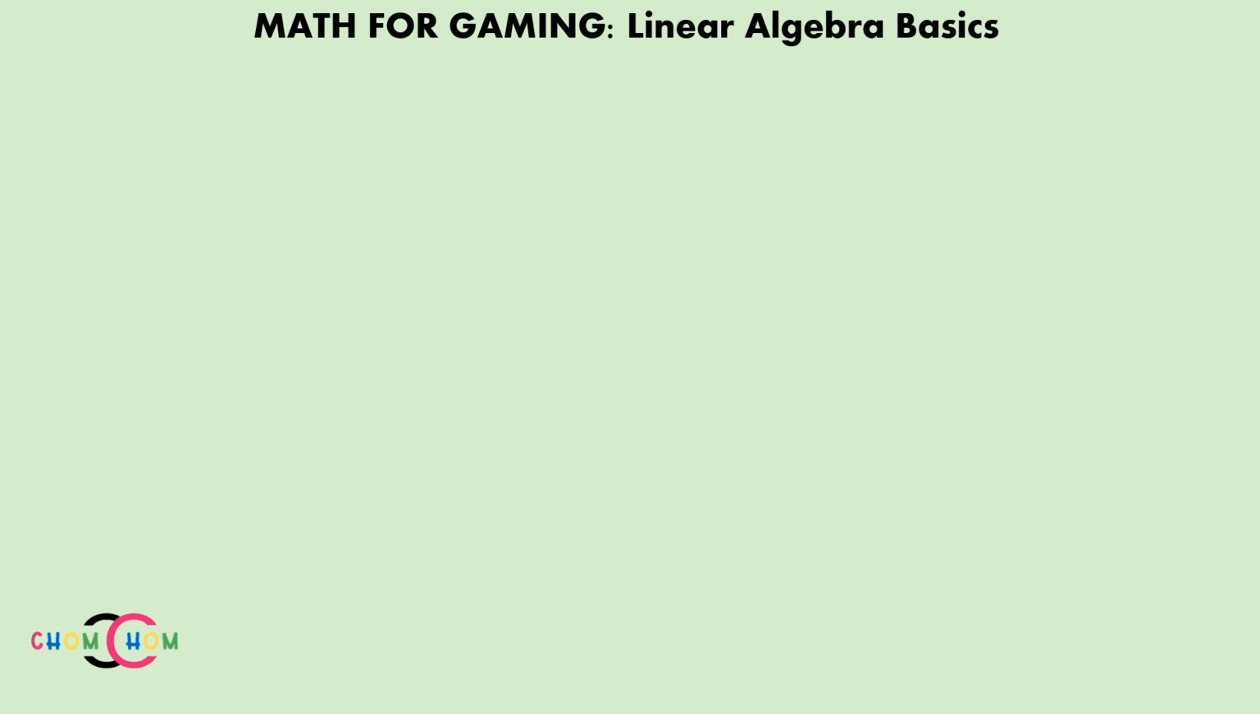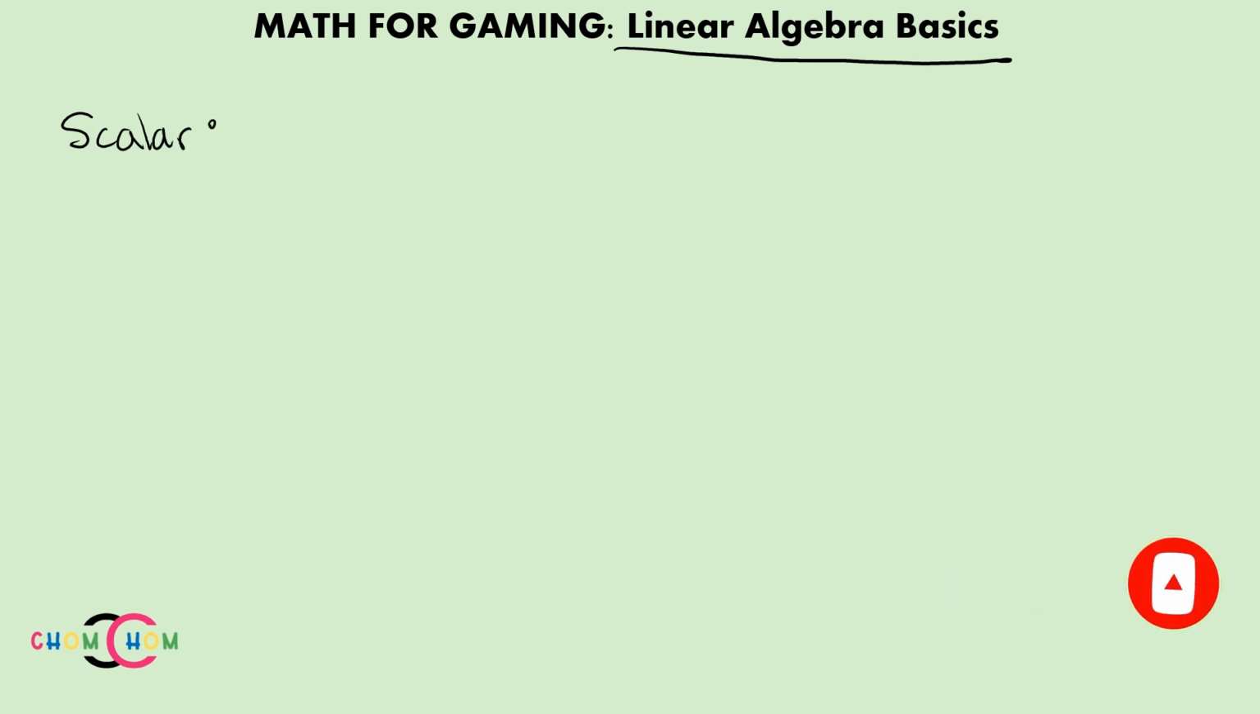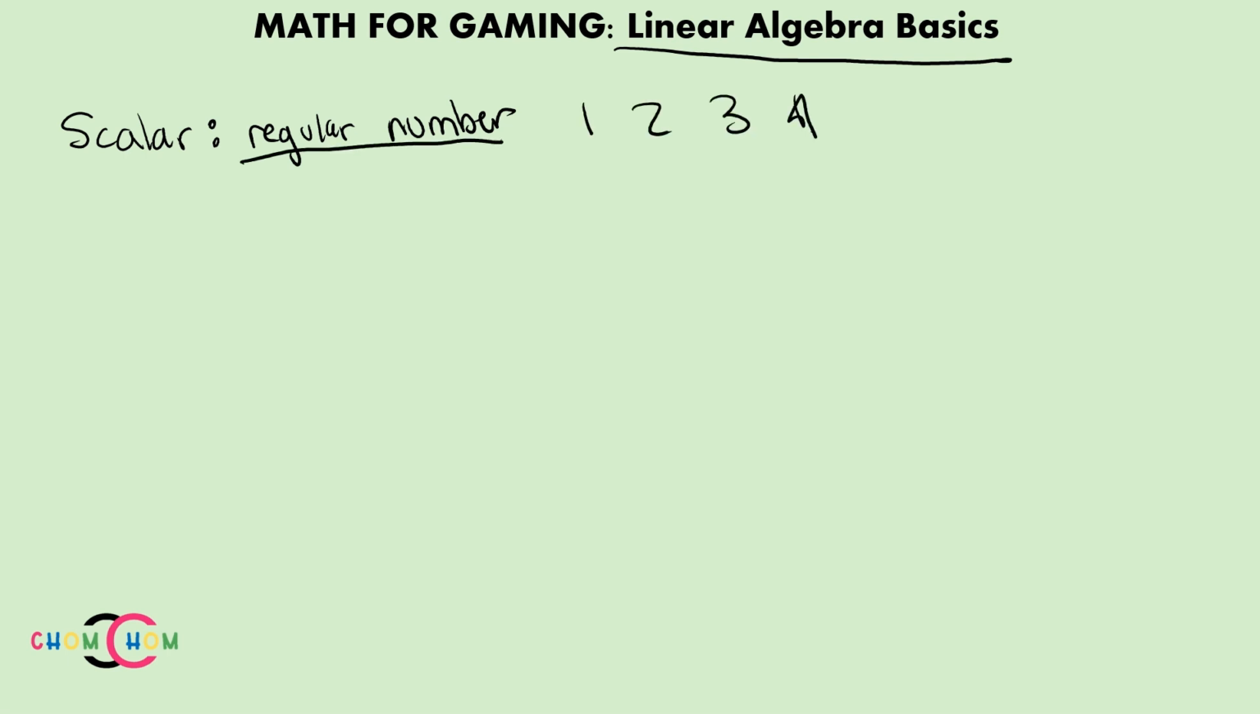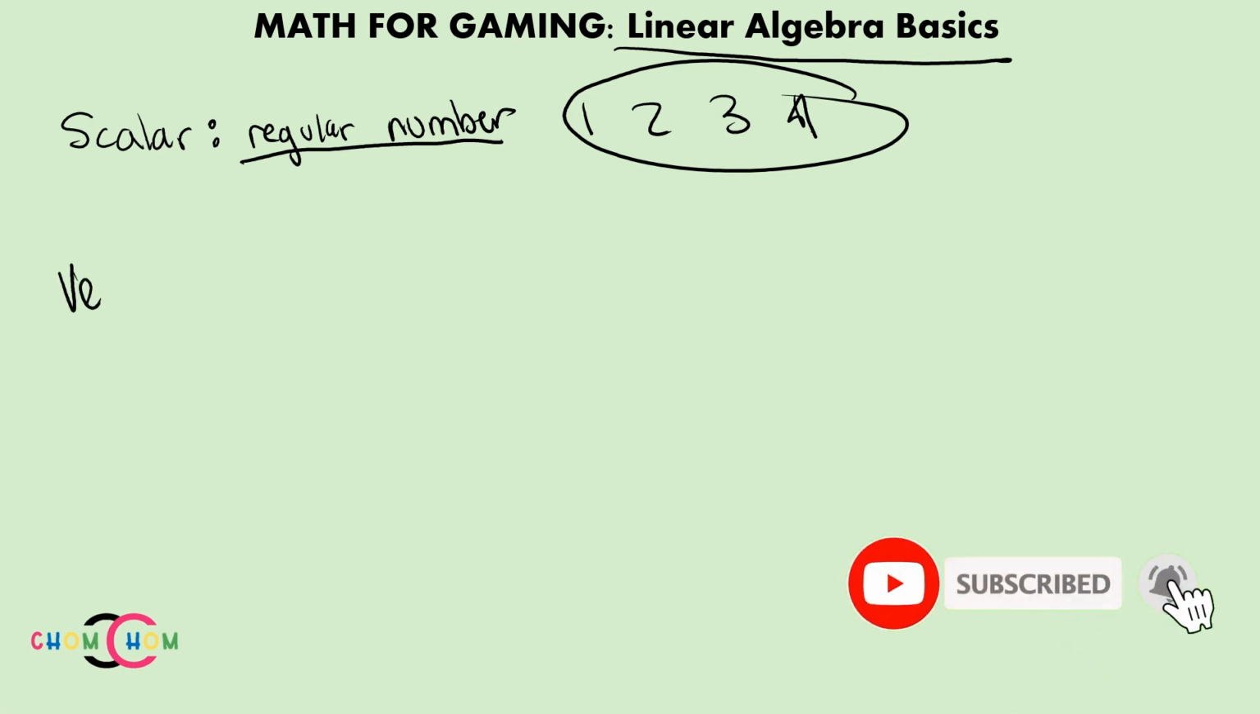So next up, we're just going to do some linear algebra basics. Just super basic things with linear algebra. First, we're going to talk about a scalar. A scalar is just a fancy name for a regular number. It's just your standard 1, 2, 3, 4, just a standard number, contrasted with a vector.